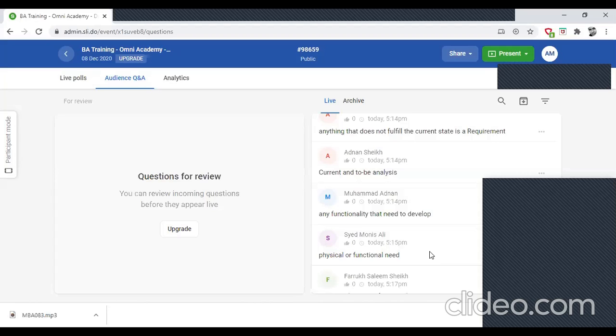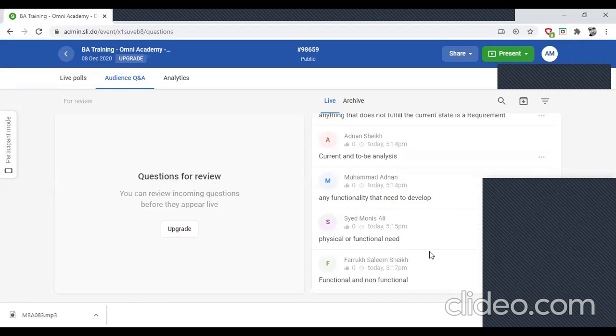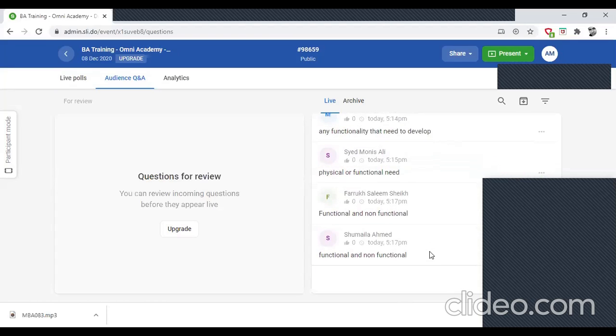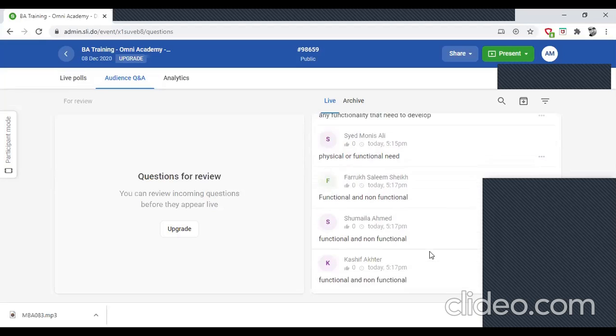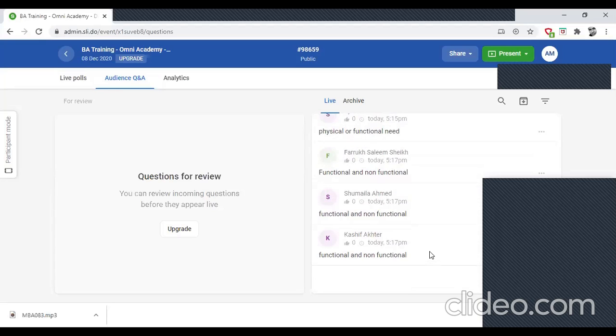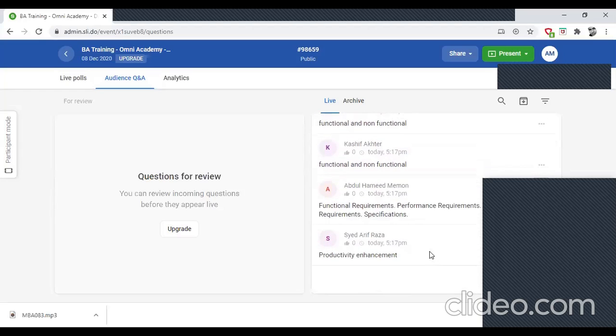I'm sure you are collecting a lot of different types of requirements. Yeah, functional and non-functional, I got it. Farooq, thank you. Shumaila, functional and non-functional. Kashif Akhtar, functional and non-functional. So I can take it, copy. Yes, functional requirement, performance requirements.